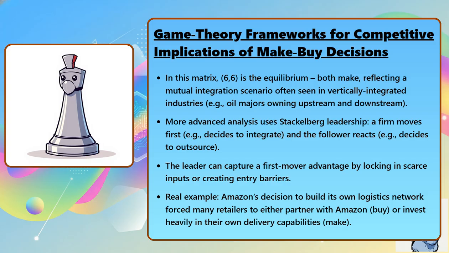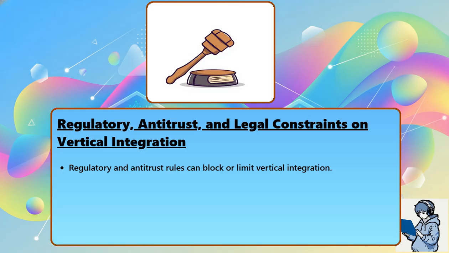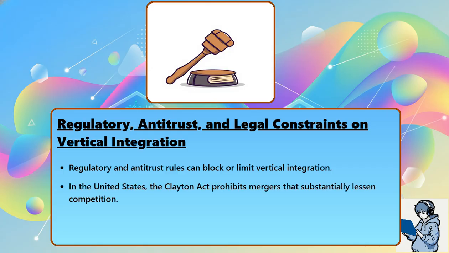Real example: Amazon's decision to build its own logistics network forced many retailers to either partner with Amazon, buy, or invest heavily in their own delivery capabilities, make. Regulatory and antitrust rules can block or limit vertical integration. In the United States, the Clayton Act prohibits mergers that substantially lessen competition.